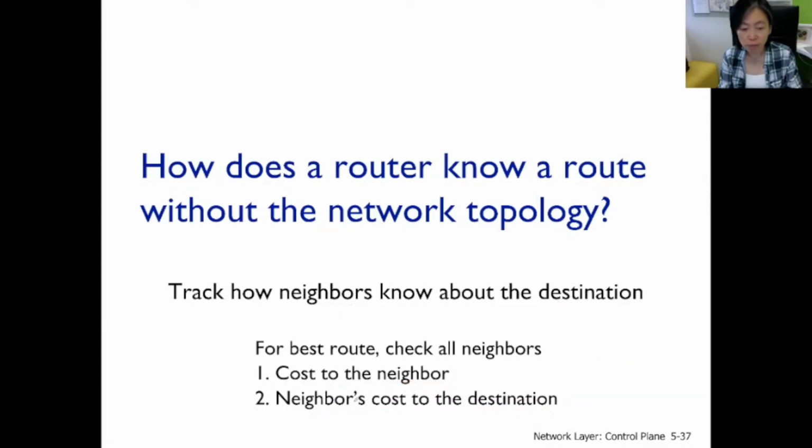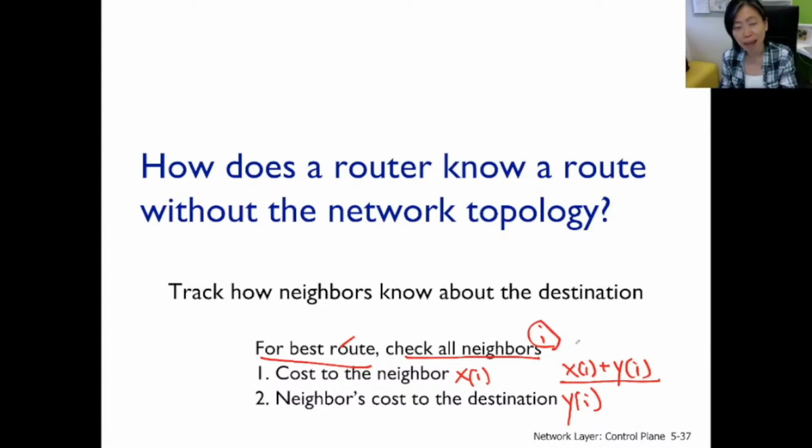But in order to discover the route that is the best to the destination, you will need to check through all neighbors. For each neighbor, you find the cost to that neighbor, and you find out from that particular neighbor the cost to the destination. And you sum up x and y for that particular neighbor. So you pick i such that xi plus yi is the lowest. There, you discover the best route, the shortest path. And i there is the next hop that leads to the shortest path to the destination.